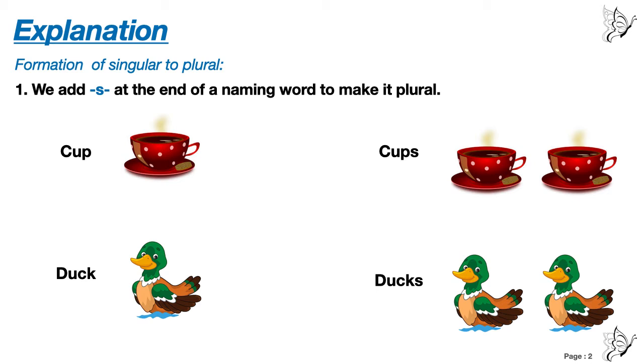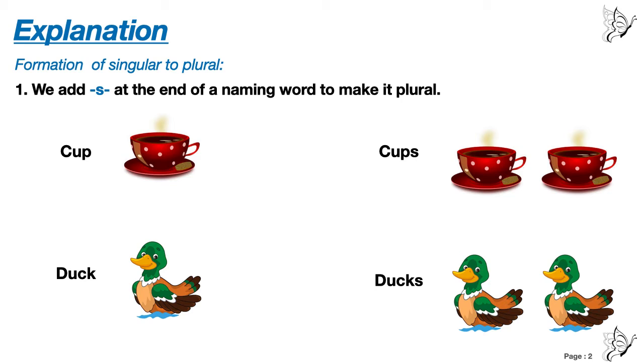And on the right hand side we have 2 cups. What are we adding here? S. When we add s, it becomes plural. The next picture we have a duck on the left hand side. There is only one duck, so it is singular in number. And on the right hand side we have 2 ducks, and we are adding s to make it plural.